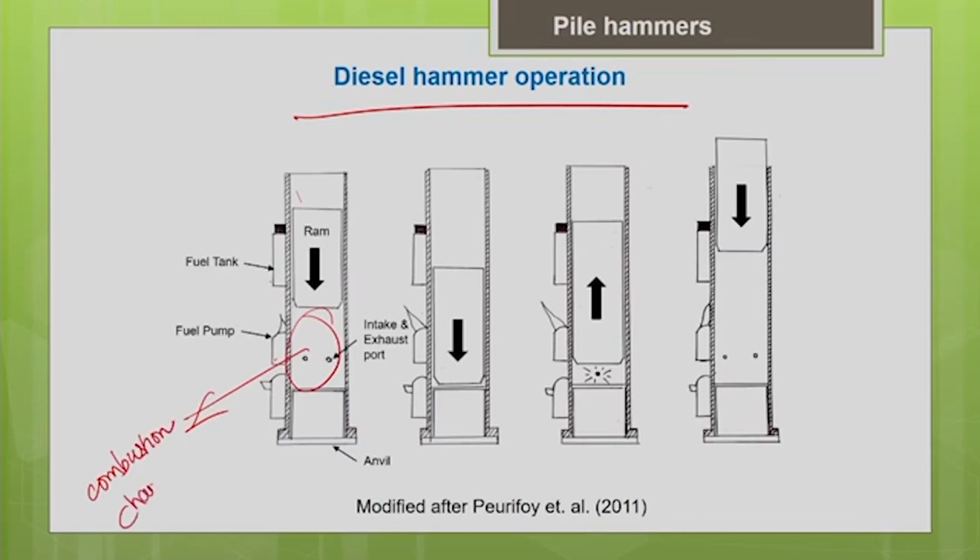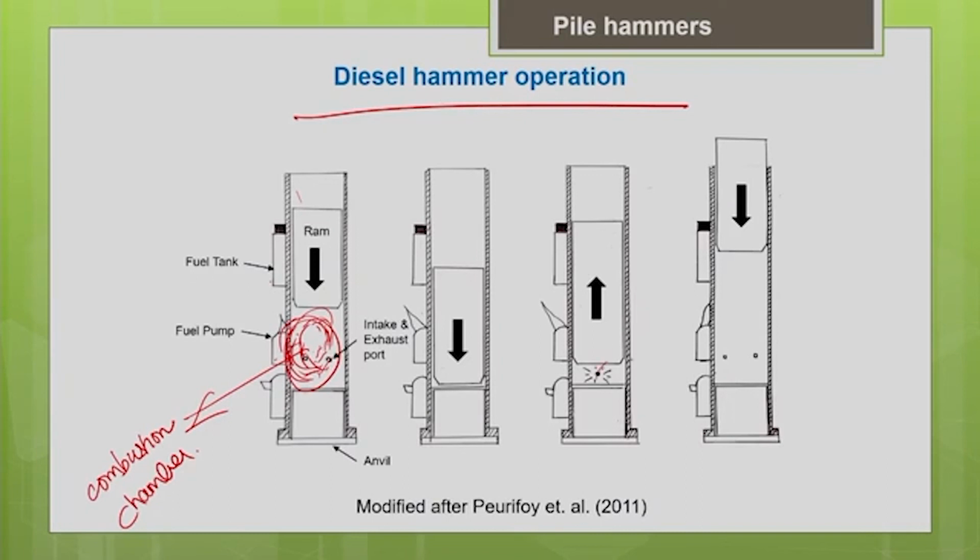Basically what happens is, as the hammer moves down, it activates the fuel pump, and the fuel pump will spray the fuel into the combustion chamber. Okay, this is the combustion chamber. The fuel is sprayed into this combustion chamber. Now, as the ram moves down, it compresses the mixture of air and fuel in the combustion chamber. So, what happens? It will result in ignition or explosion.